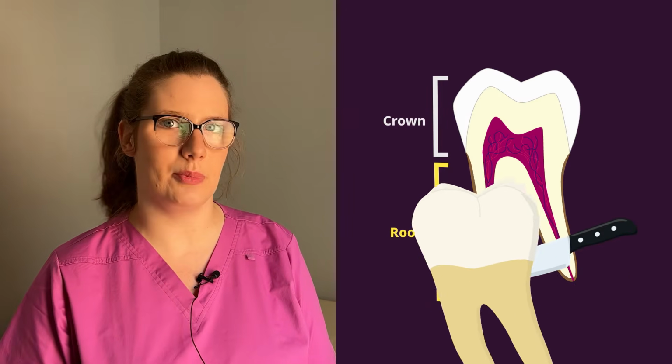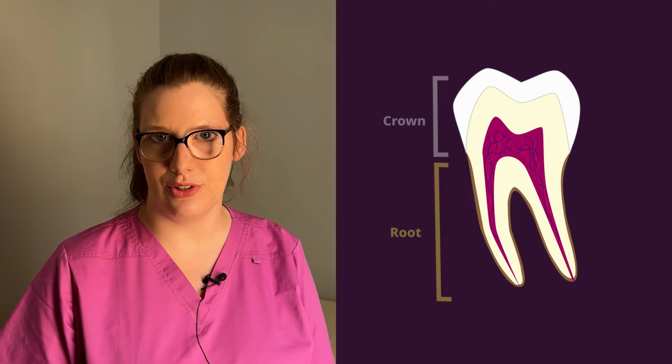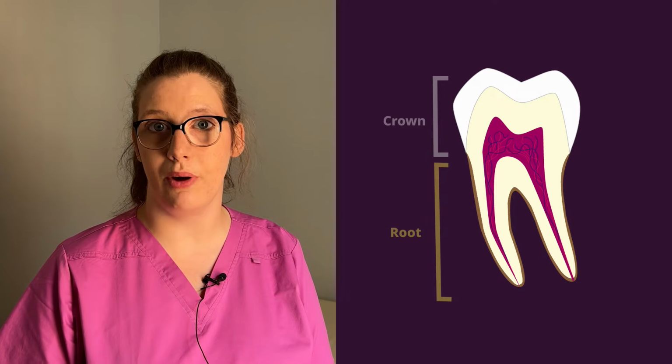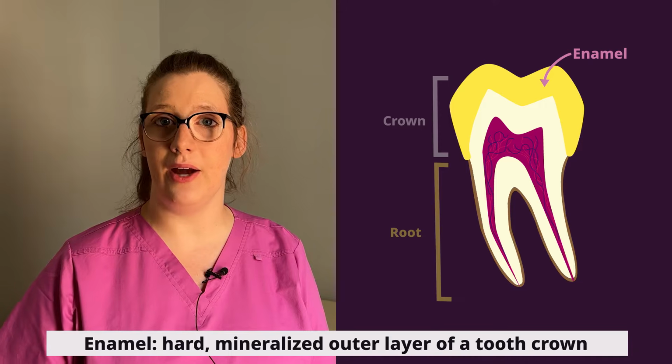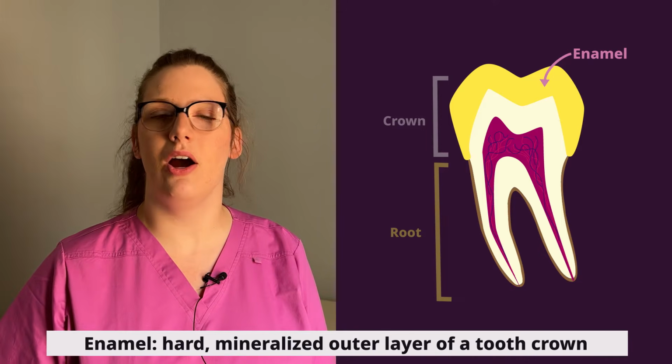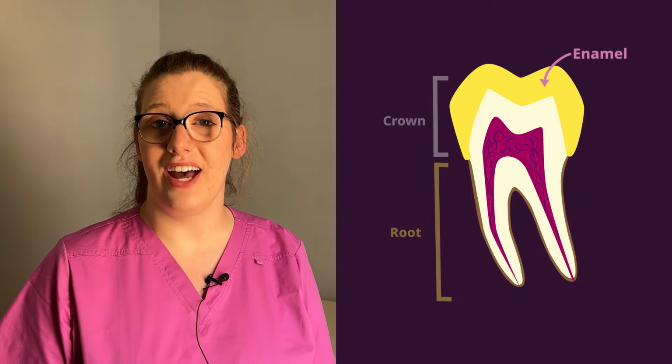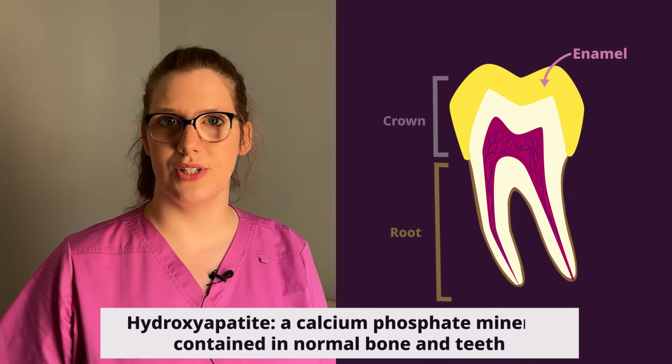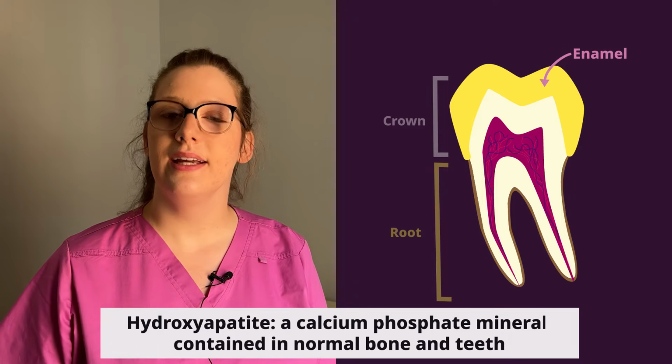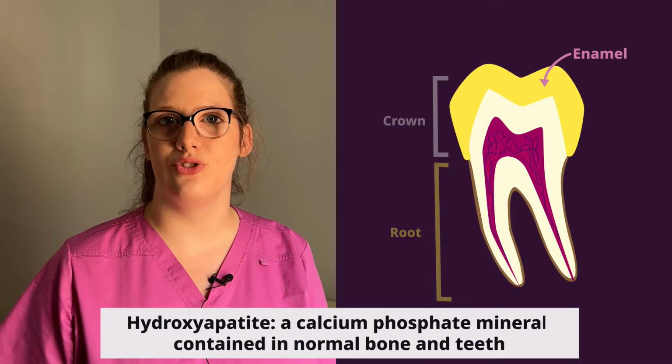So let's quickly cut this one. All right, so now you can see the four different tissues: enamel, dentin, cementum, and the pulp. Once again, the enamel covers the crown. It's a very hard tissue. In fact, it's the hardest tissue in the body. It's 95% hydroxyapatite, which is a mineral whose structure gives the tooth its hard and strong qualities.